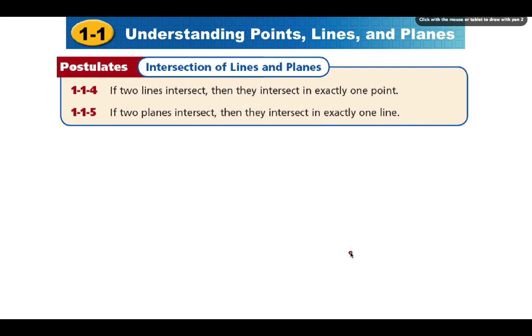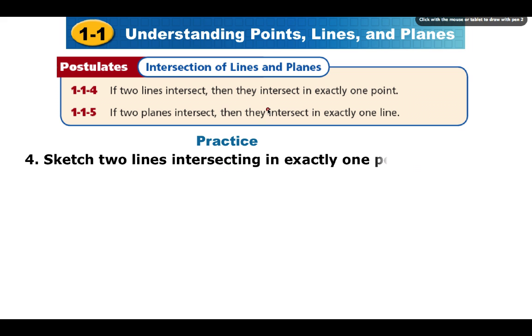More postulates. Postulate 1.4: if 2 lines intersect, then they intersect in exactly 1 point. If you think about it, this makes perfect sense. Postulate 1.5: if 2 planes intersect, then they intersect in exactly 1 line. We'll be using that eventually towards the end of this lesson. So in this case, for practice, I want you to sketch 2 lines intersecting in exactly 1 point, which is basically describing 1.4. And I'll draw it. This is easy. This satisfies problem number 4.